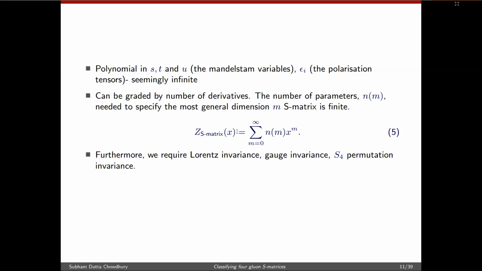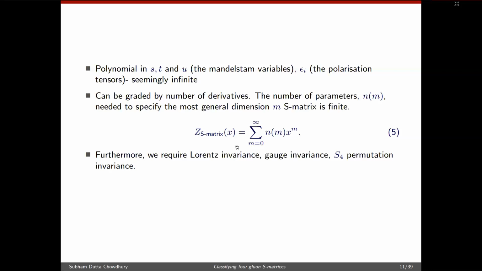So will you also be making any statement, based on some other principles, that this expansion truncates? After, yeah, you will find that this can be written down as a very compact expression, some GP series kind of expression. I see. Okay. So M is the number of external particles? No, M is the number of derivatives. I have not mentioned that from now onwards, I am working only with 4 particles. Unless I mention otherwise, Z_S-matrix will always refer to 4-particle S matrices.